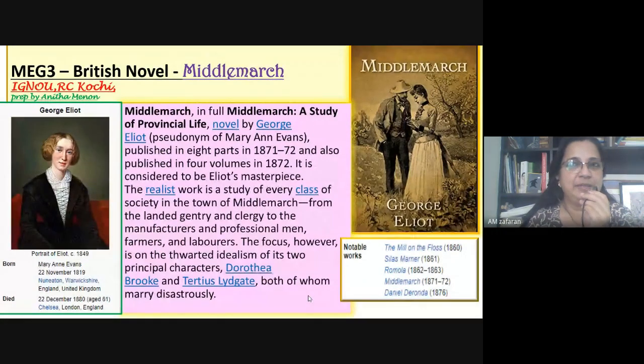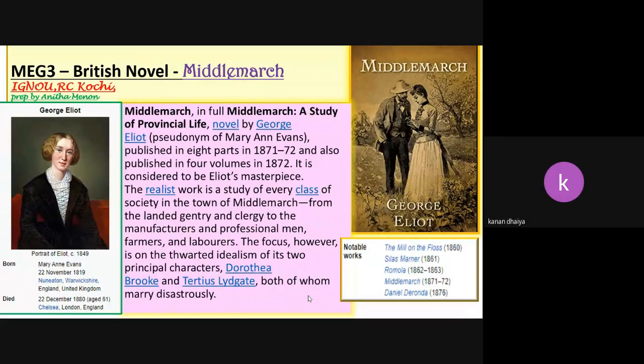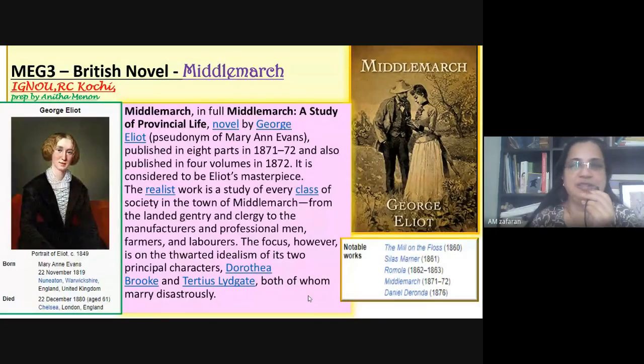Let me begin by asking you something. So far, we have done four novels, right? Do you remember? We started off with Henry Fielding's Tom Jones. Then we did Pride and Prejudice, written by Jane Austen, yes. And what was the third one after that we did?